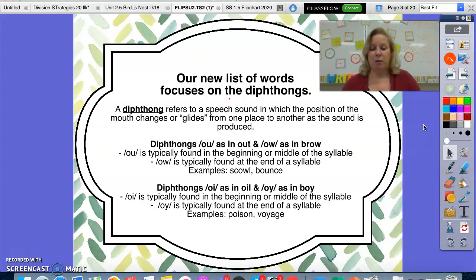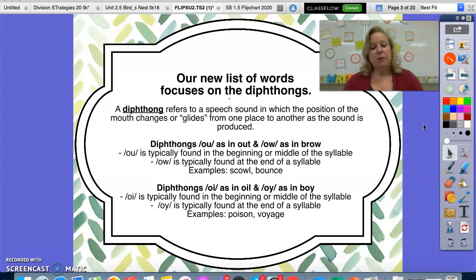And our job in spelling is to figure out when we have to spell it with an OU or an OW because they make the same sounds. Okay? So the OU is typically found in the beginning or middle of the syllable, and the OW is typically found in the end of the syllable. Scowl. Okay, so that's at the beginning, and then bounce. Okay, usually at the end of the syllable.